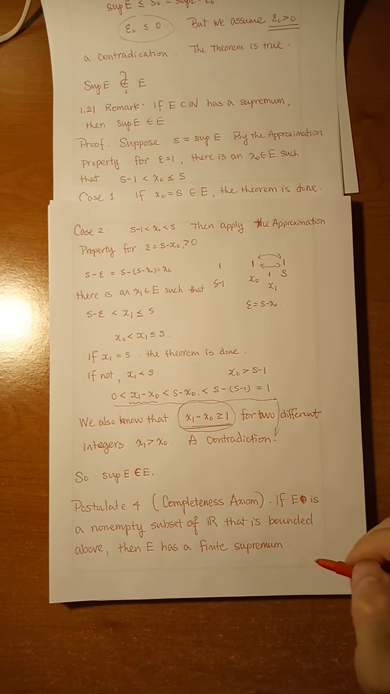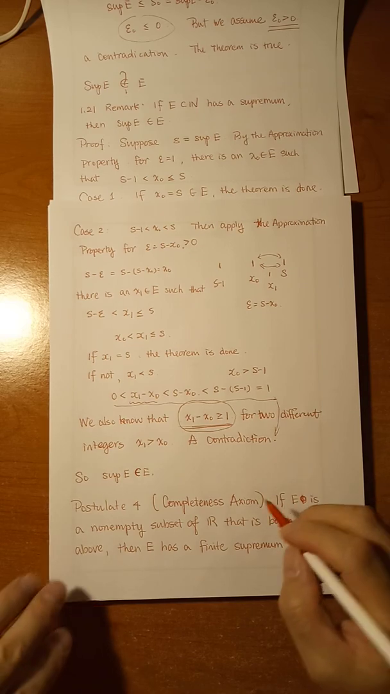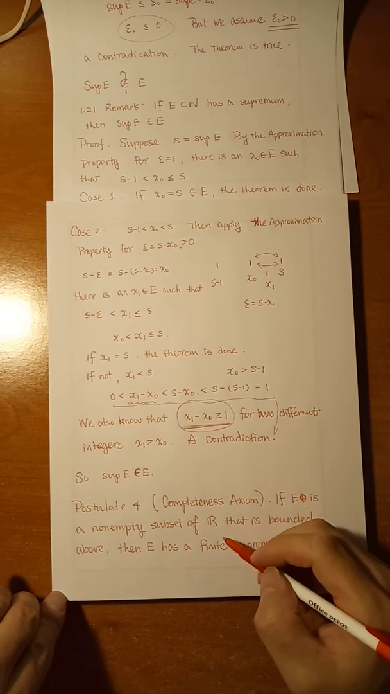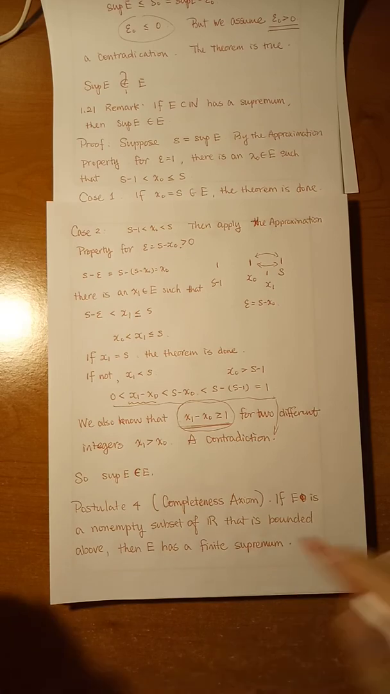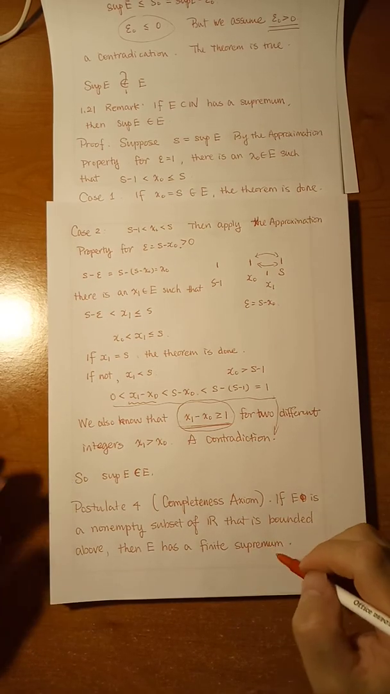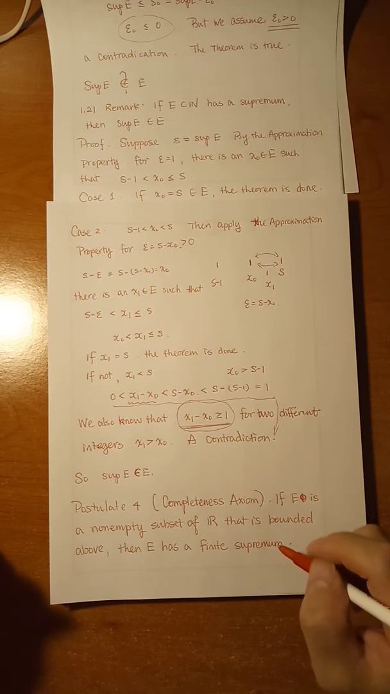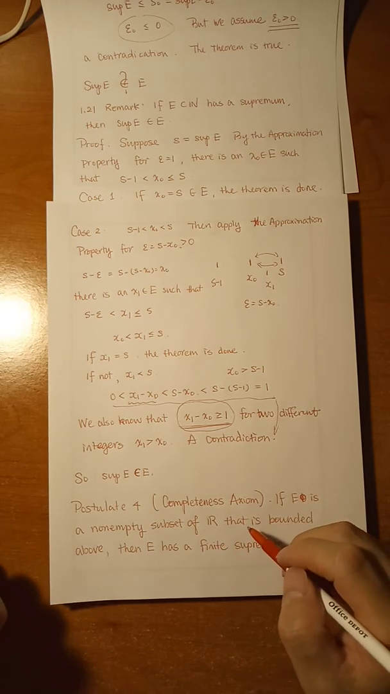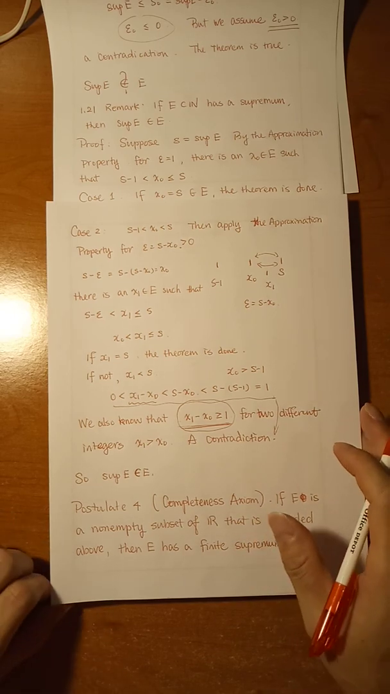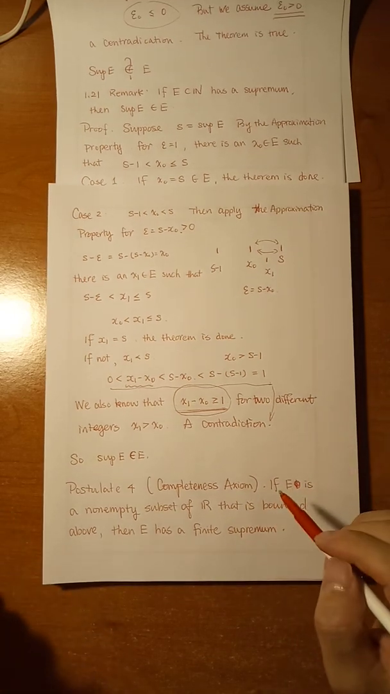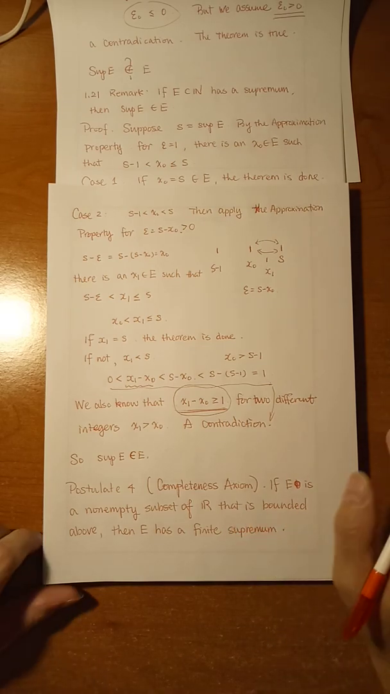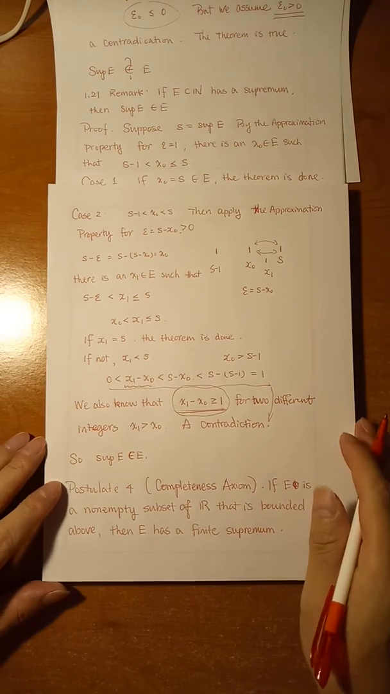Why do we need this one? The thing is that if you change this R to be Q, the set of rational numbers, this property does not hold. This is a special property for the set of real numbers. And this is considered as an axiom for the set of real numbers. It's complete.